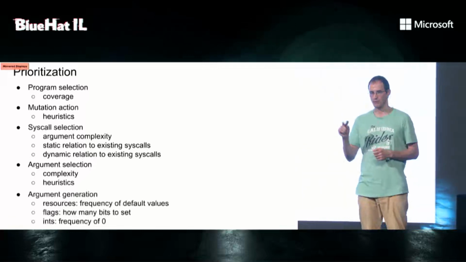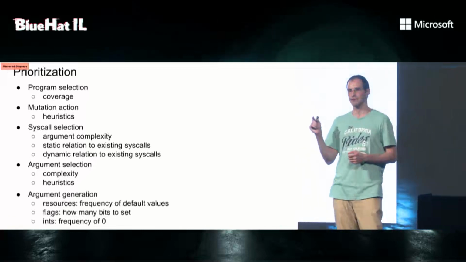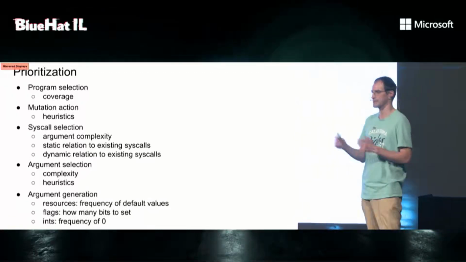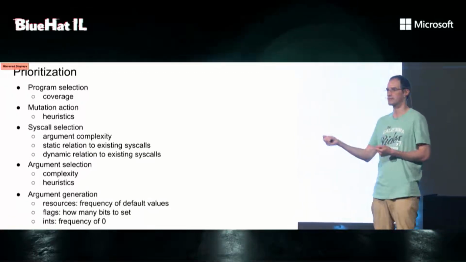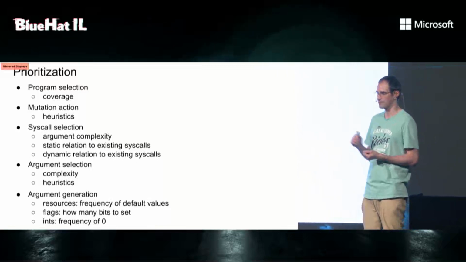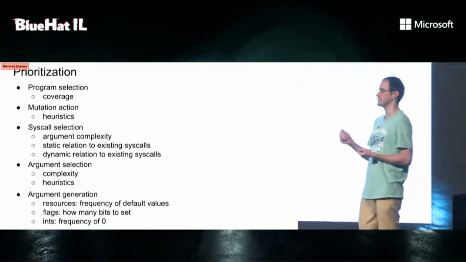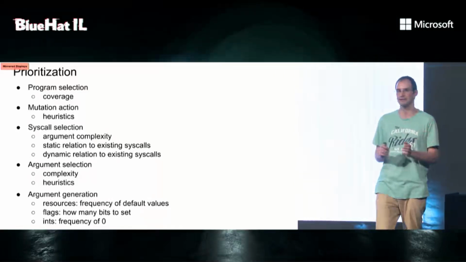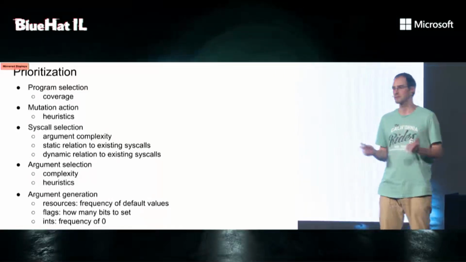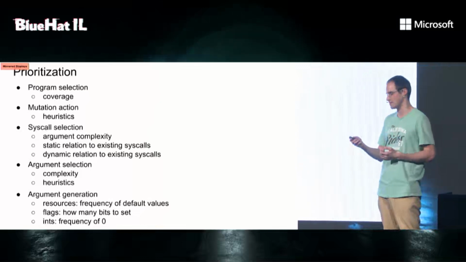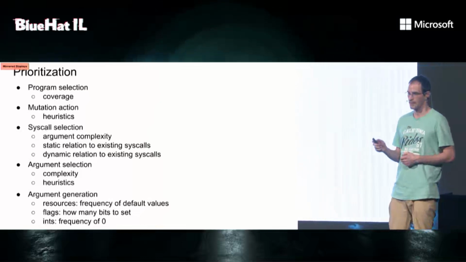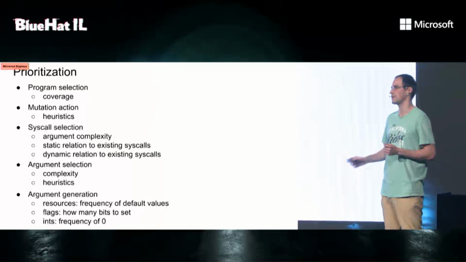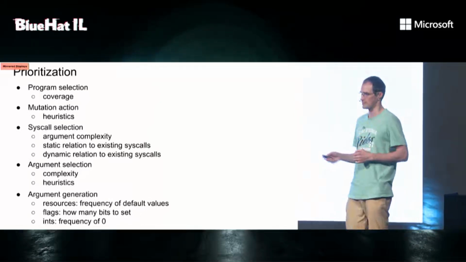And when we generate or change a particular argument type, we also have lots of heuristics. For example, if it's a resource, how frequently you pass -1 for an FD, or if you have an int, how frequently you use the 0 value, which is kind of special, so you want to use it more than all other values, but you need to choose some probability for this. So this prioritization is used throughout the fuzzer on multiple levels.